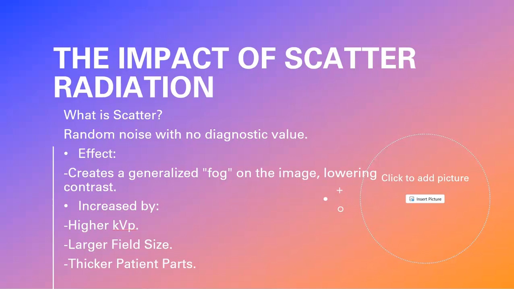overall image contrast. As technologists, we have to stay vigilant because scatter isn't consistent. It is increased by three specific factors: using a higher kVp, which creates more energetic scatter, using a larger field size, which irradiates more tissue, and finally, by the thickness of the patients themselves. The more atoms there are in the path of the beam, the more opportunities there are for a Compton interaction to occur.